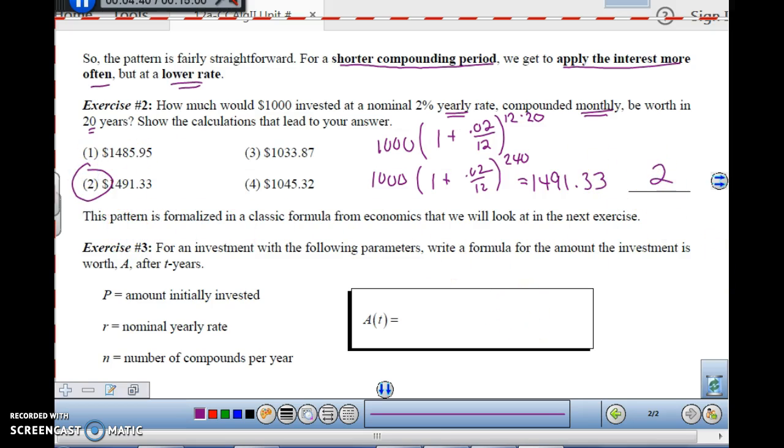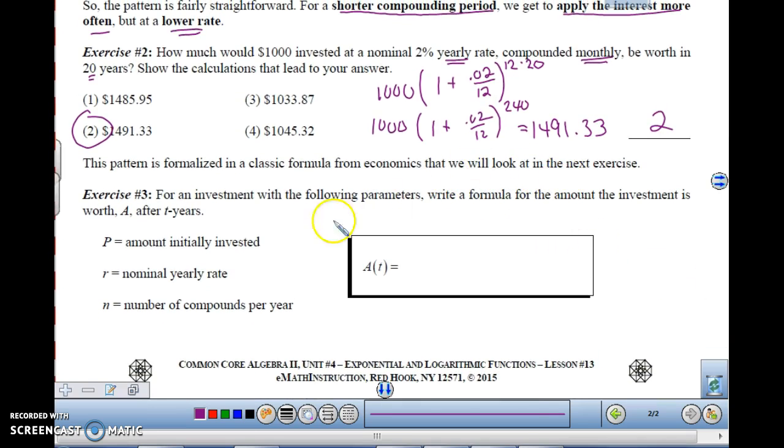Okay, so this pattern is formalized in a classic formula from economics that we look at in the next exercise. You need to know this formula because it's not given to you on the Regents. Okay, for an investment with the following parameters, write a formula for the amount the investment is worth, A, after T years. Okay, so A is equal to P, which is the amount we invested, times 1 plus R, which is the yearly rate, divided by the number of compounds. So if it's done monthly, it would be 12. If it's done daily, it would be 365. If it's done quarterly, it would be 4. So semi-annually would be 2.